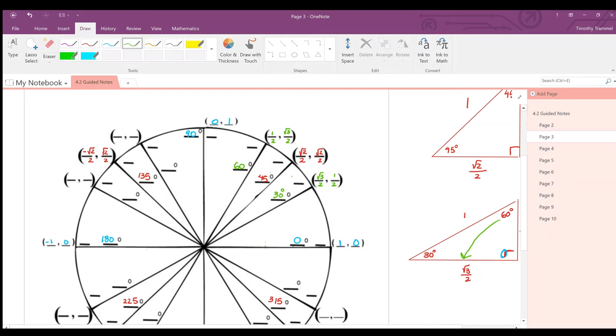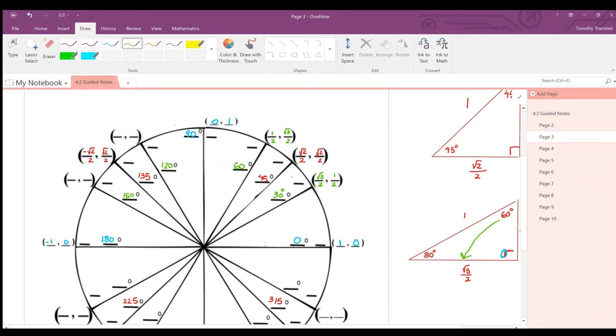Okay, so now to fill in the rest of these, we're really just going to count by 30s. So we have 30, we have 60, we have 90. Those are all filled in. But if you add another 30, that'll get you to 120. Add another 30, that'll get you to 150. Okay, and we'll fill in more here in a minute.